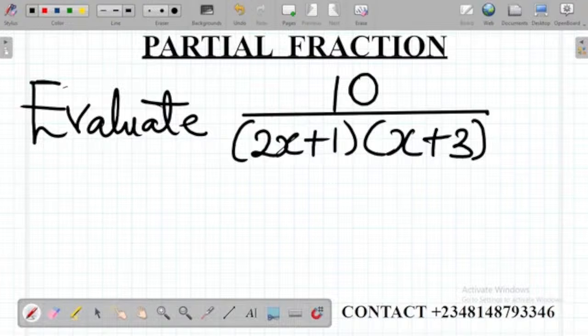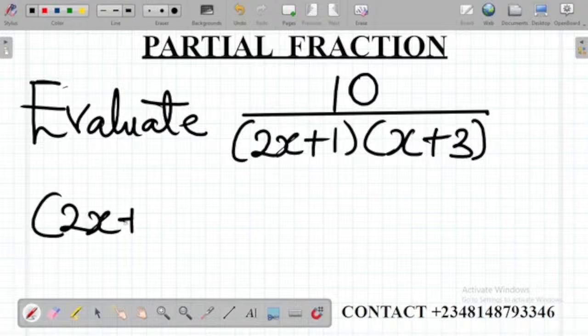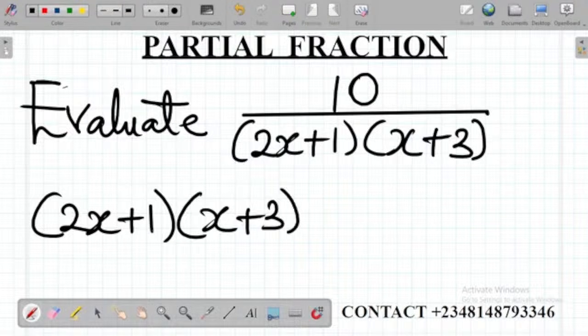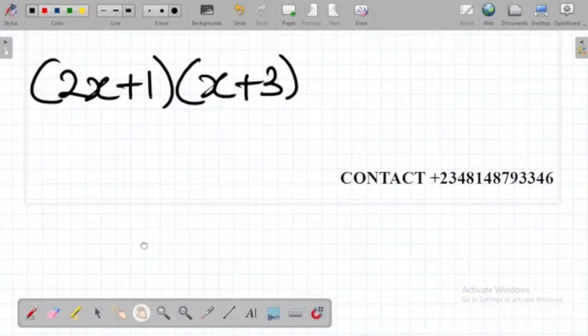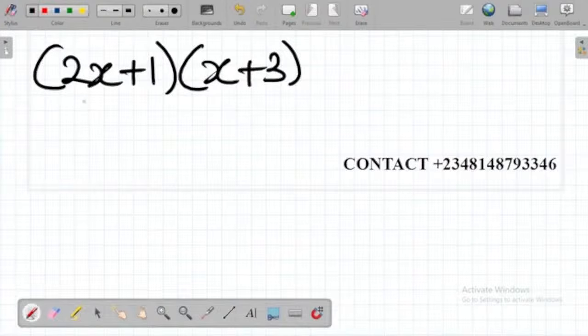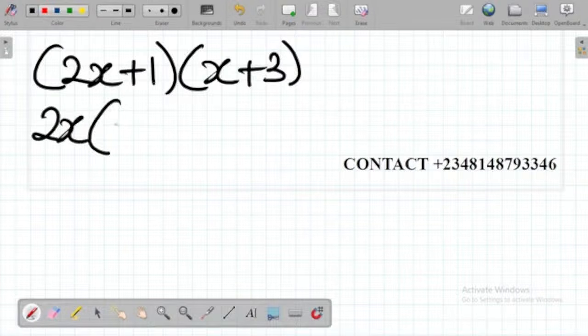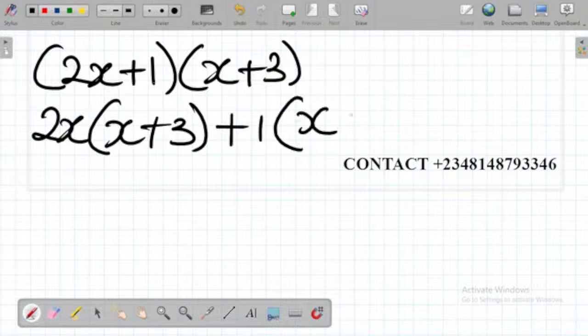Our first task here is to pick the denominator and then expand. The denominator here is 2x plus 1 and then x plus 3. If we expand 2x plus 1 and x plus 3, what will it give us? First of all, use the terms in the first bracket to multiply the second bracket. So here we have 2x multiplies x plus 3, and then plus 1 multiplies x plus 3.